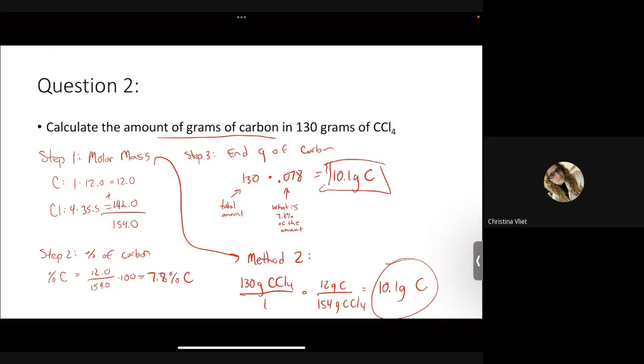So you choose which one you want to use. If you like working with percentages, then method 1. If you don't like working with percentages, you can use the same techniques we've been using throughout this entire class, which is dimensional analysis, through this entire unit. So your choice. What you want to do is fine.